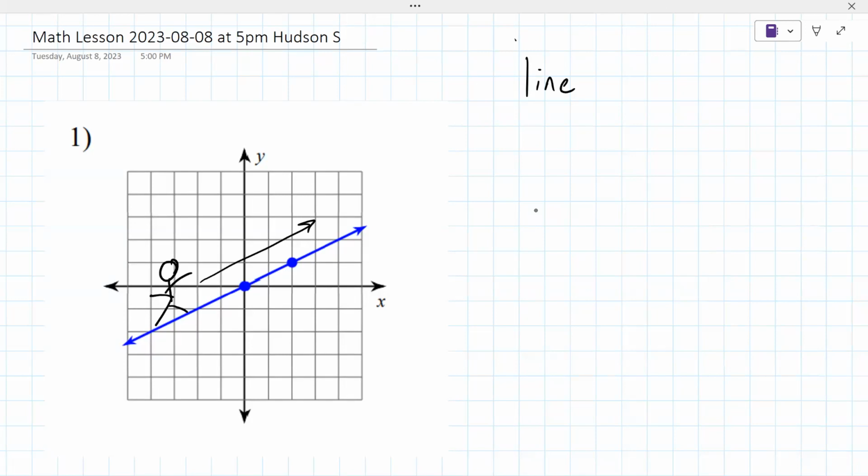Sorry, I don't think I understand. Okay, let's look at it differently. Let's say you're hiking and you're right here, and this is the terrain in front of you. How would you describe that to someone? Going up. In fact, you're going up and to the right.